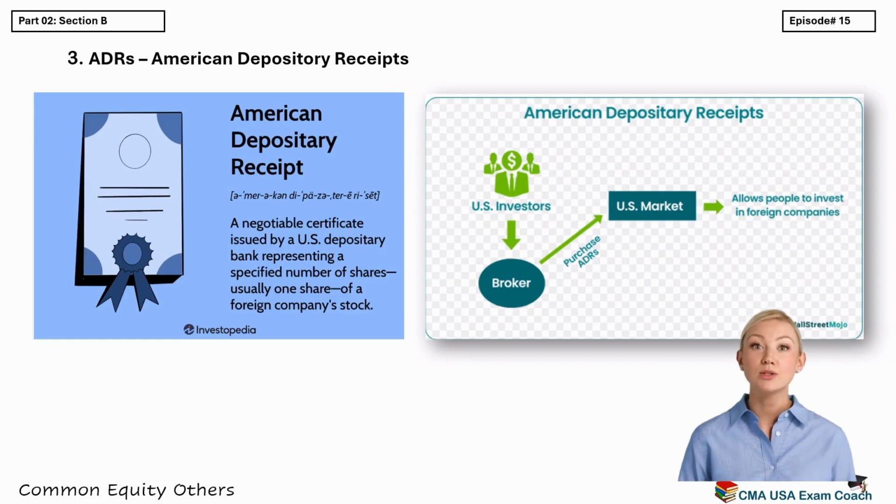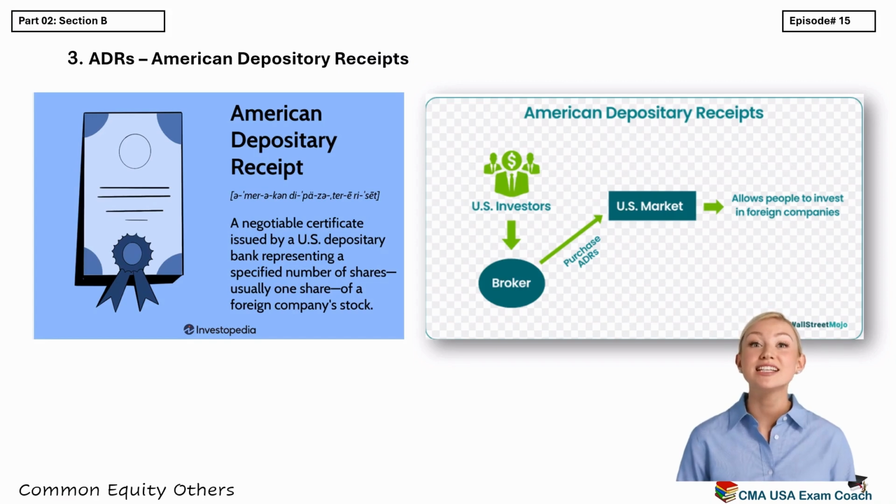To make this possible, a US bank steps in. That bank buys the actual shares of the foreign company and holds them in custody. Then, it issues ADRs in the US market, each one representing a certain number of those foreign shares. For the American investor, buying an ADR is almost like buying a US company's stock. It's traded in dollars, pays dividends in dollars, and follows US trading rules.